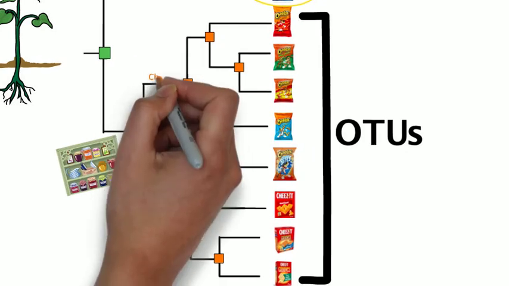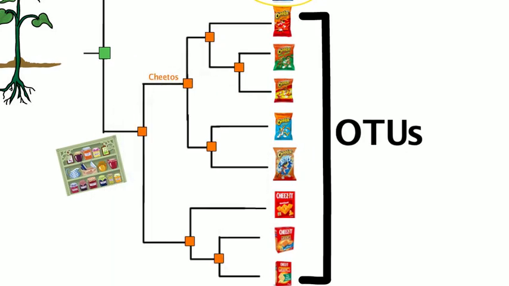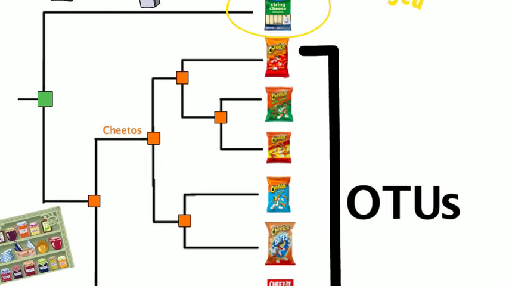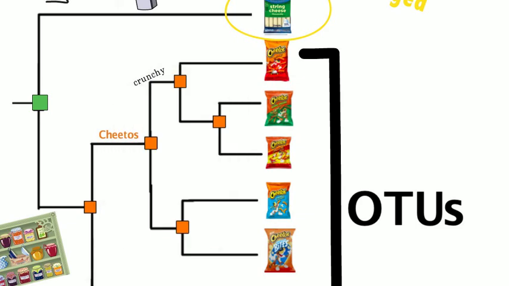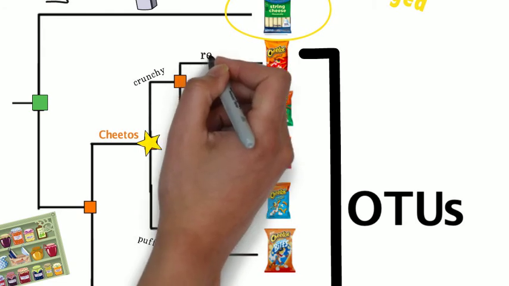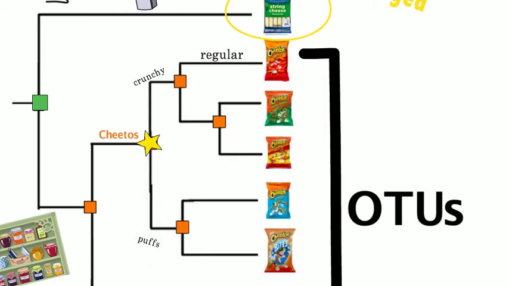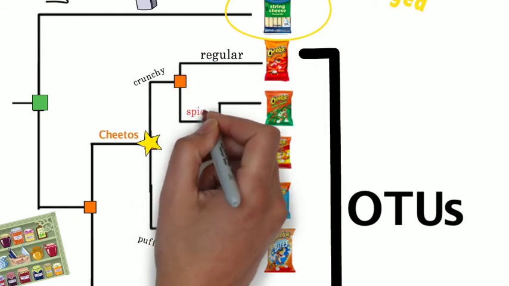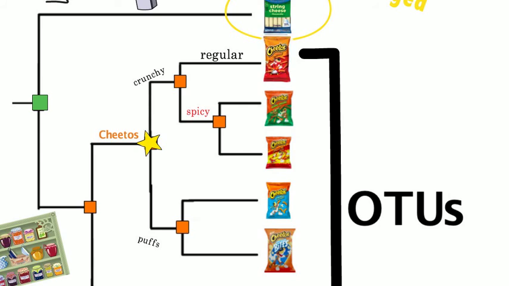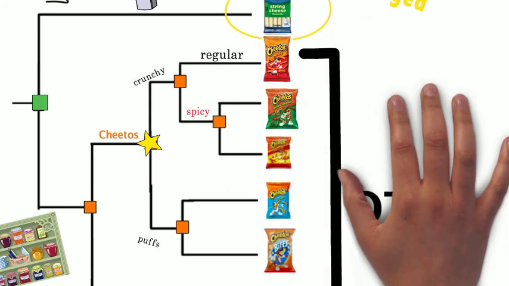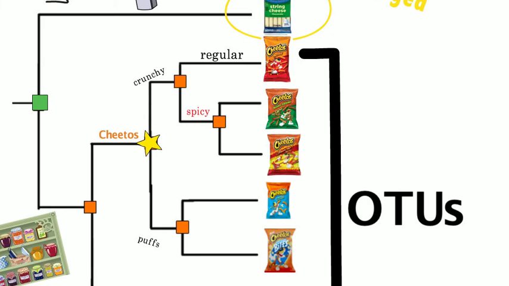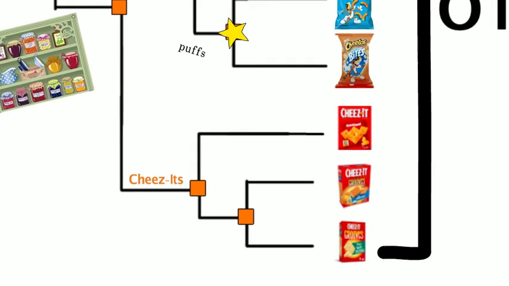The pantry snacks were then branched into Cheetos and Cheez-Its. The Cheetos were then branched into Crunchy and Puffs, with the most common ancestor being Cheetos. The Crunchy was then branched into regular and spicy. The spicy was further branched into jalapeno and my personal favorite, Flaming Hot. The Puffs were then branched into Cheddar Puffs and White Cheddar Bites, with Puffs being their most common ancestor.